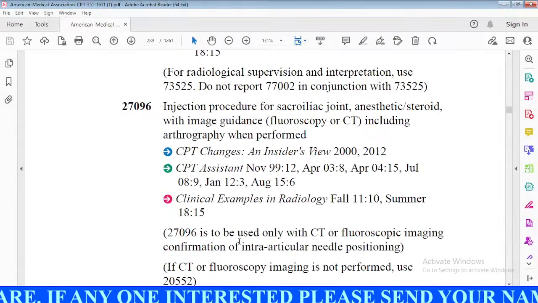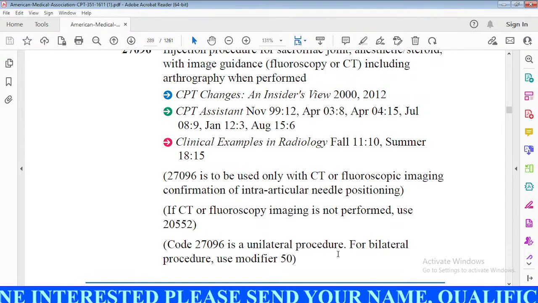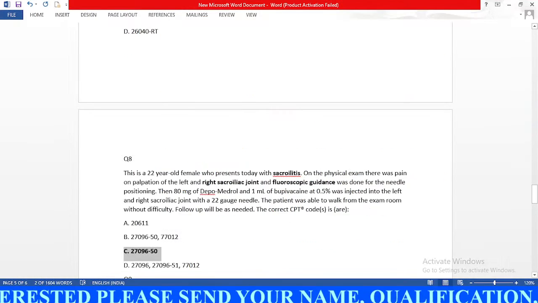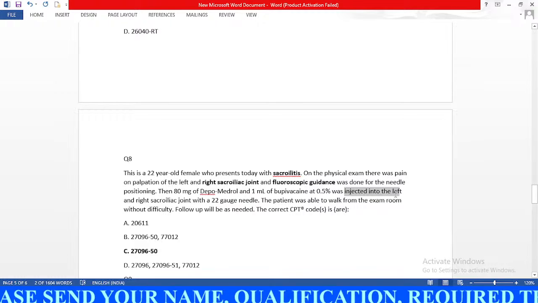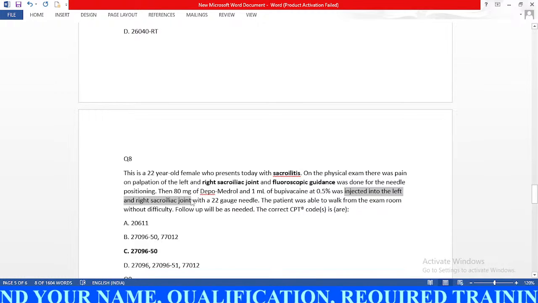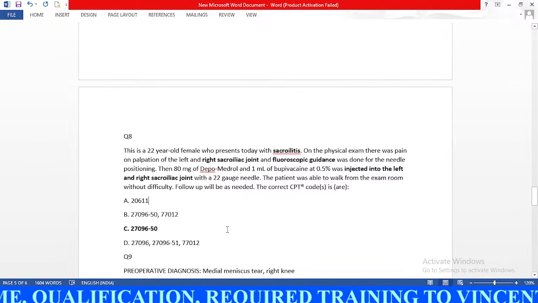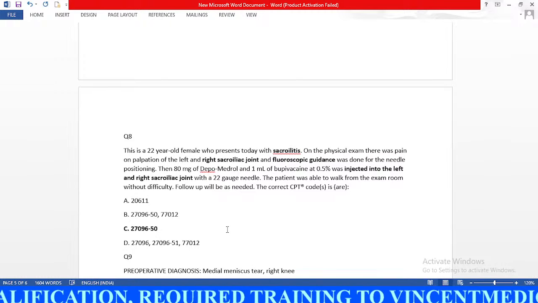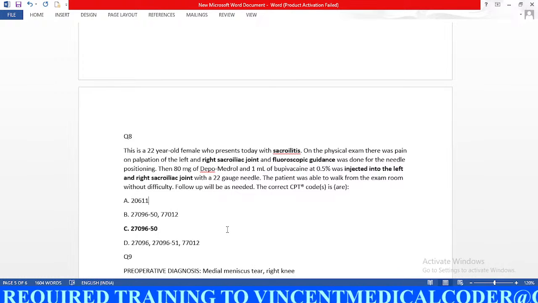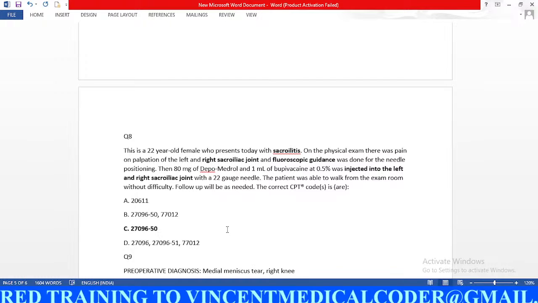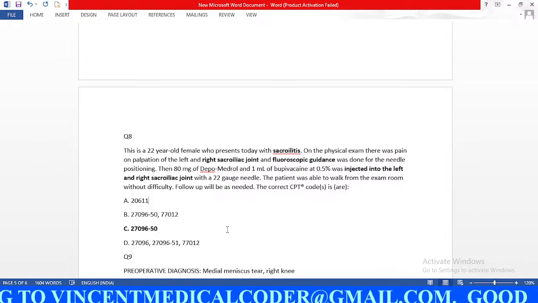If you check here, 27096 is a unilateral procedure. For a bilateral procedure, you use the 50 modifier. Based on our description, the physician's injection was into the left and right sacroiliac joint. Because of this rationale, our answer is 27096. While coding these injection procedures and breast biopsy procedures, this guidance is very important. A few codes by default include fluoroscopy, ultrasound, and MRAs, so you need to check properly in order to code properly.